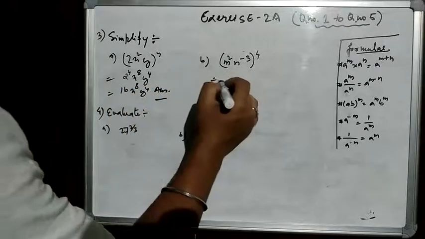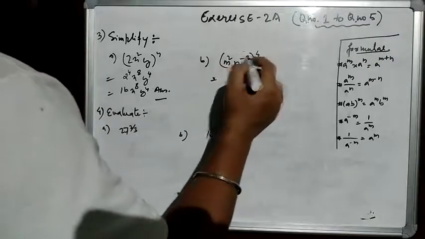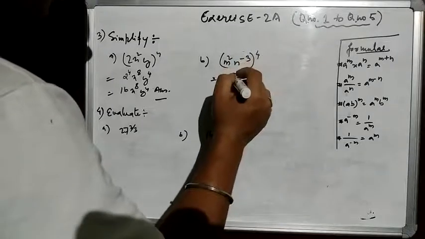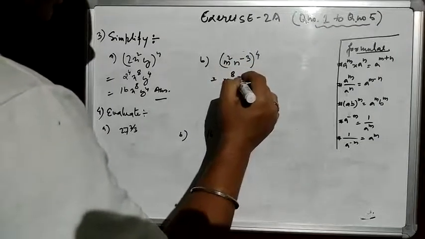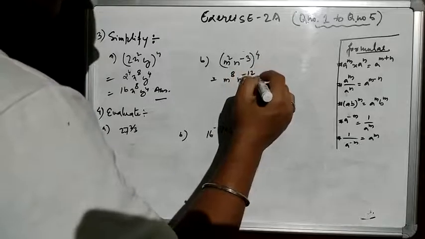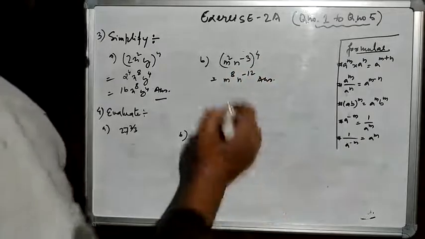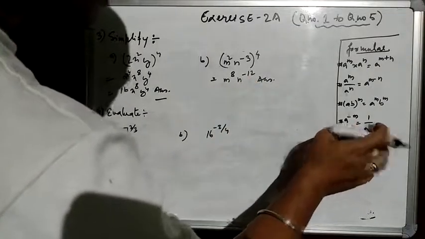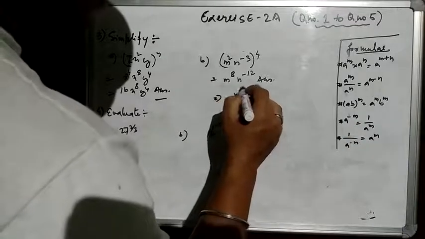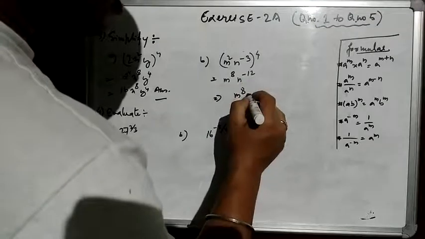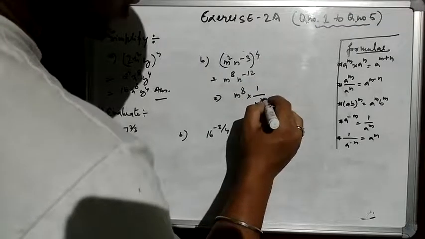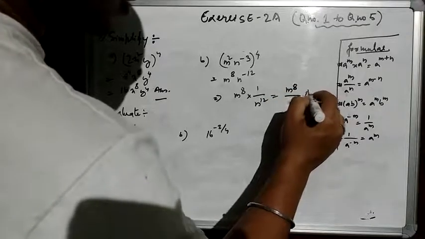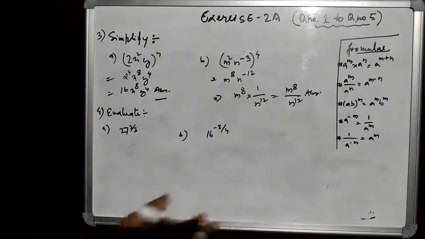Okay, similarly we will do this as well. So m square is there to the power 4, so we'll do m square and 4, we'll multiply that. 4 times 2 is 8, and minus 3 times 4 is minus 12. Or you can write here n to the power minus 12, and then we can write in this form as well: m to the power 8 into 1 by n to the power 12. So we can write here m to the power 8 by n to the power 12 is your answer. In this form also we can write this question.